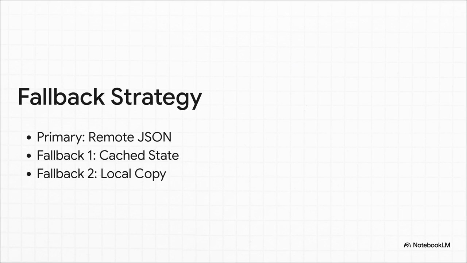But here's the real kicker: this robust fallback strategy. It ensures your library catalog stays available even if your internet drops or the primary GitHub repository goes down. The extension always tries to fetch fresh data first, but if that fails, it instantly falls back to a cached version stored in VS Code's global state. And if somehow that's empty too, it just uses a hard-coded local copy bundled right inside the extension itself. Basically, you are literally never left without access to your tools.